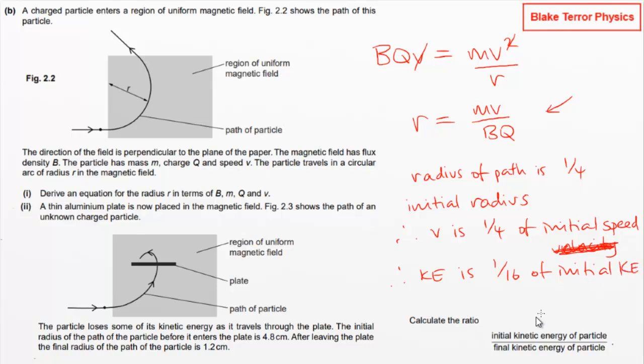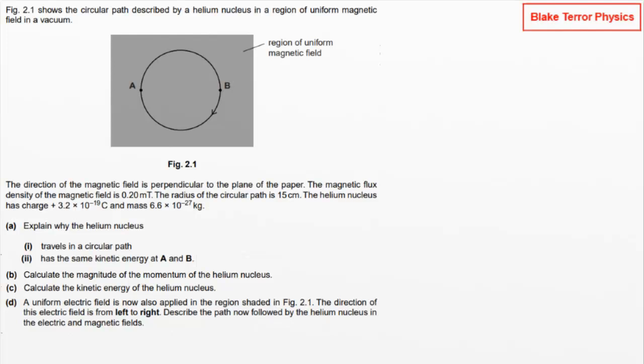Now we can get on to doing our ratio. The initial kinetic energy divided by the final kinetic energy is going to be 1 over 1/16. Therefore, the ratio is equal to 16. That's the usual sort of thing that we do in these logical chains. That should be the end of that question, and it is.